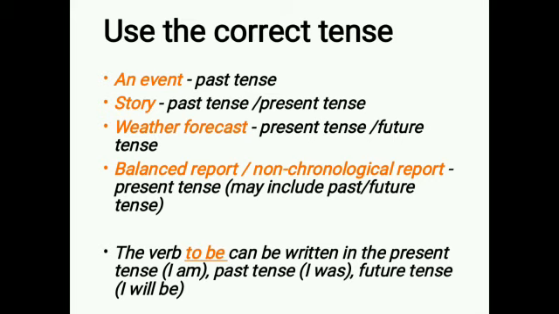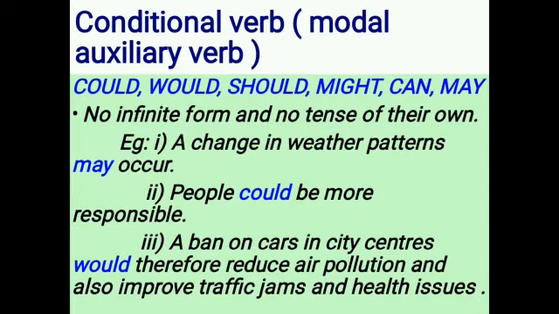There are no sentences used in past tense because it talks about the present situation and possible solutions in the future. The conditional verb, also known as modal auxiliary verb, implies or expresses the possibility of something happening in the future. They have no infinitive form and no tense of their own and always accompany another verb. For example, a ban on cars in city center would therefore reduce air pollution and also improve traffic jams and health issues.